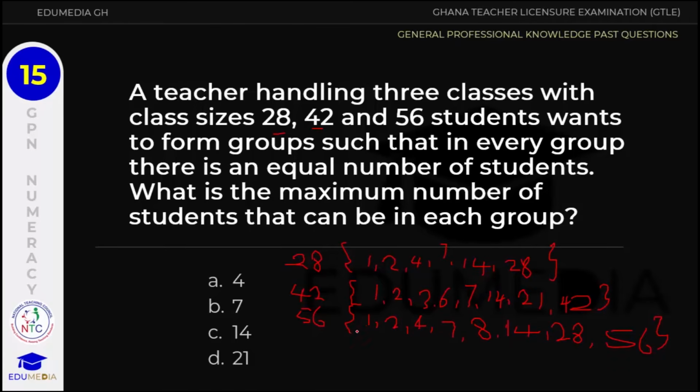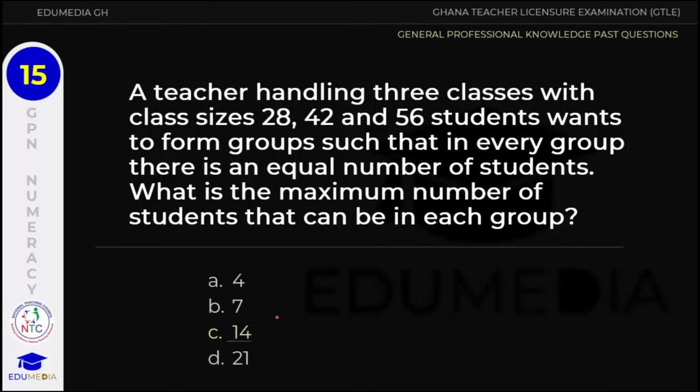Now we want to get the highest number of students in each group. Starting from the right, 28 is not here, 28 here, 28 here, but not in 42. So 28 is out, it cannot be the highest. 14 here, 14 here, 14 here. So that is the highest. The highest number of students that can be in each group is 14. And that is C, and that is your answer.